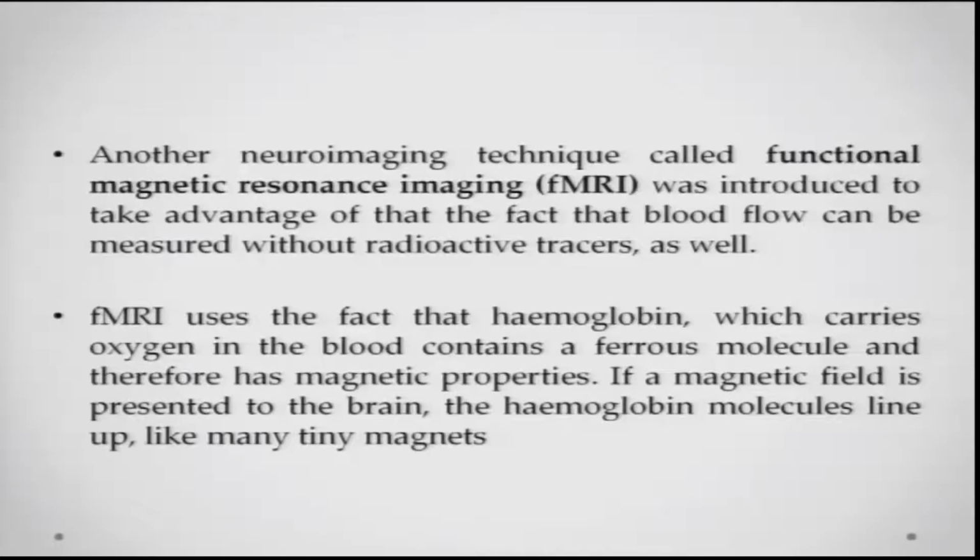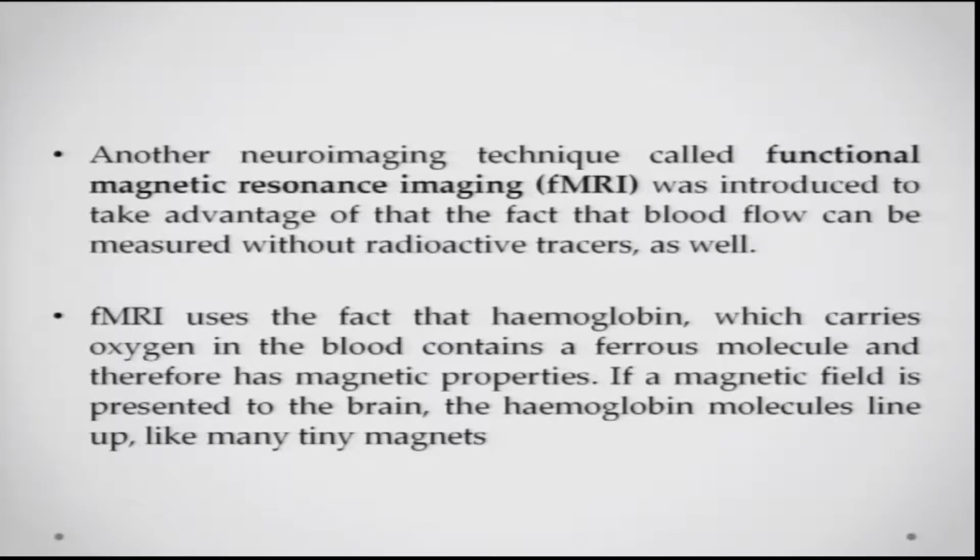Now, another kind of neuroimaging technique is called functional magnetic resonance imaging. This was introduced to take advantage of the fact that blood flow can also be measured without injecting any kind of radioactive tracer. Some people might be averse and afraid of participating in an experiment which injects a radioactive substance into their blood. So, for dealing with those participants, you could have functional magnetic resonance imaging.